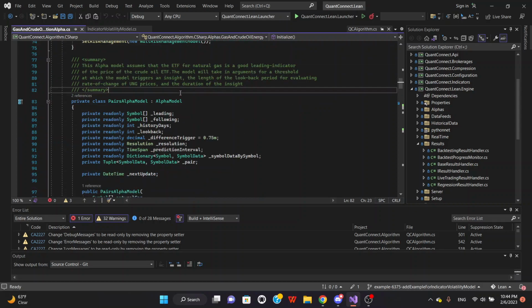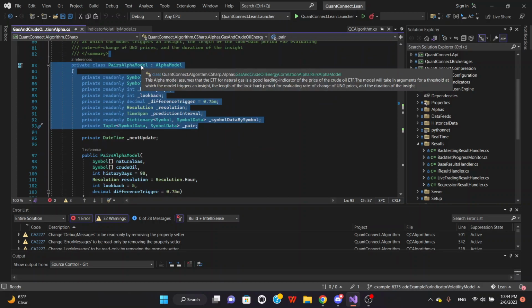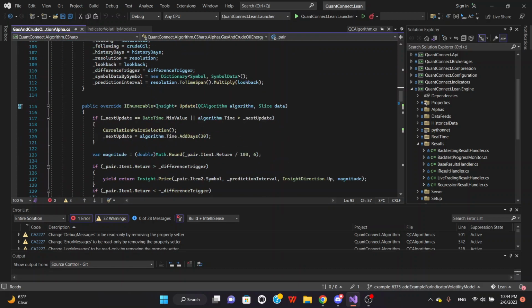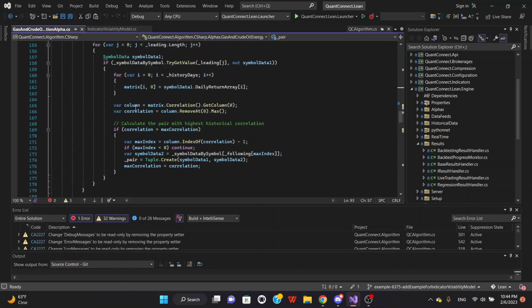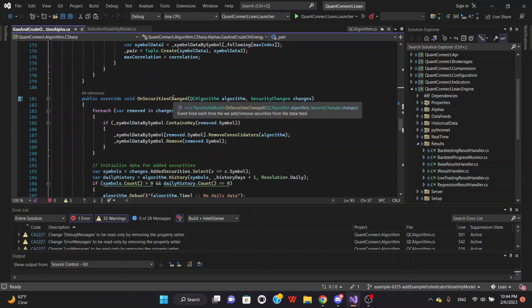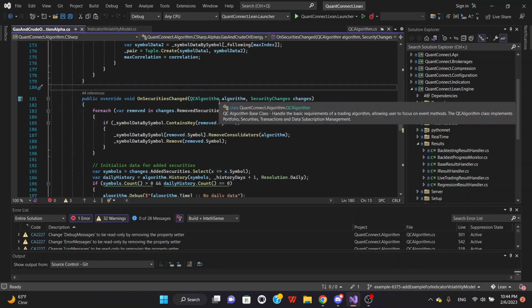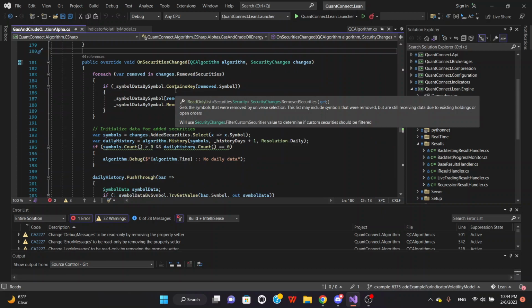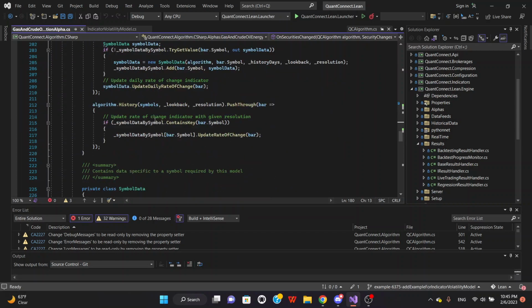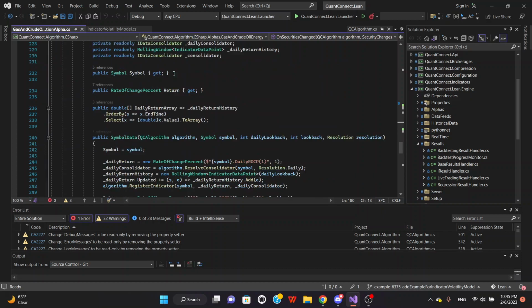Not to mention the alpha model here, as well as what happens here, which is on securities changed. Well, after quite some digging, I was able to find out that this means what's going to happen if there's a change in securities, which means if we add a security or we remove a security from the algorithm, what's going to happen. So this is what it does here.